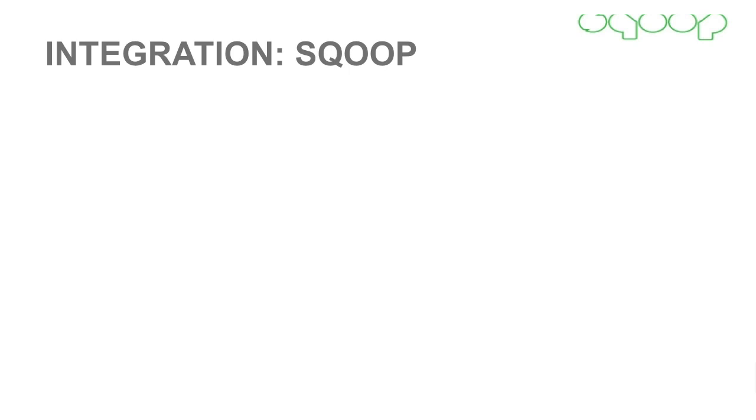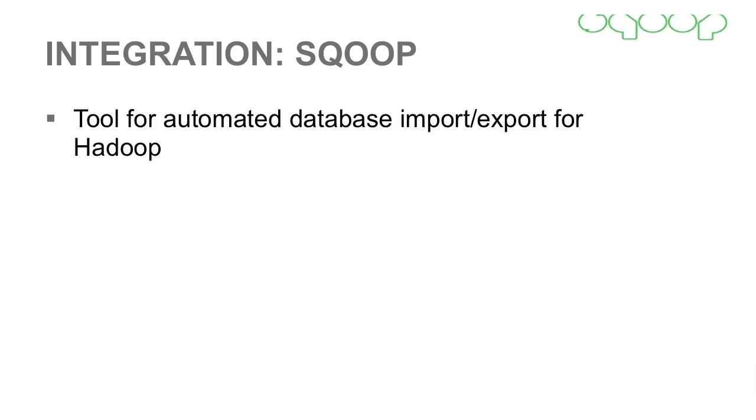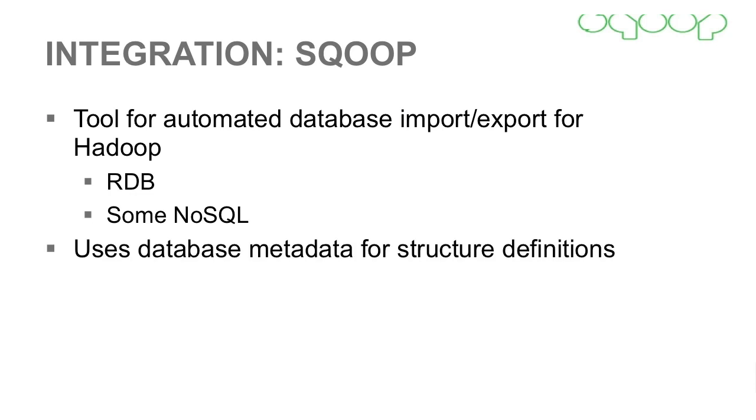And primarily, we are going to talk here about integration with relational databases. Sqoop is a tool for automated database import and export, and it is bringing together the relational databases, some NoSQL databases, and Hadoop. Database metadata is used for definition of structures, and one of the nice things about Sqoop is that it is transferring data in parallel, so it achieves better performance than if you are just unloading and loading the data into our systems. So Sqoop's focus is relational databases.